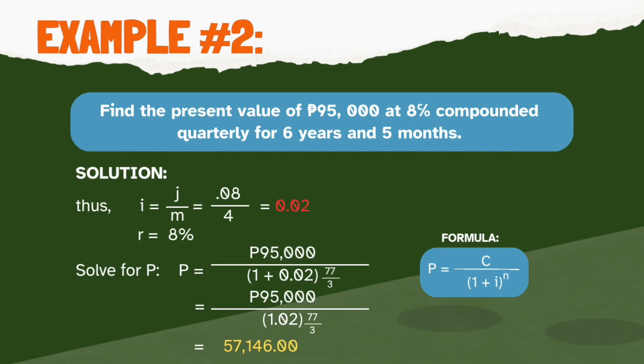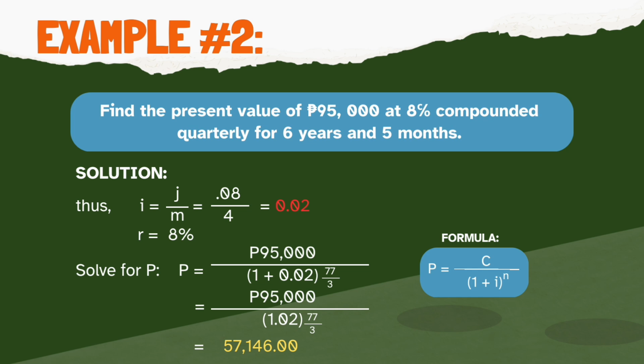Next is solving the period interest rate, or the symbol i. j represents the annual nominal interest rate, or the stated interest rate of the whole year. In this problem, j is 0.08, while m represents the number of compounding periods per year. Since the interest is compounded quarterly, or 4 times a year, m is equal to 4. Then solve 0.08 over 4, which is equal to 0.02. So 0.02 is the period interest rate in this problem.